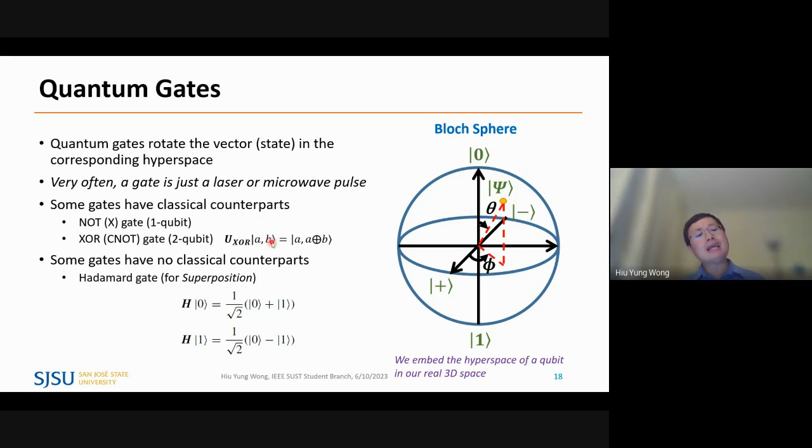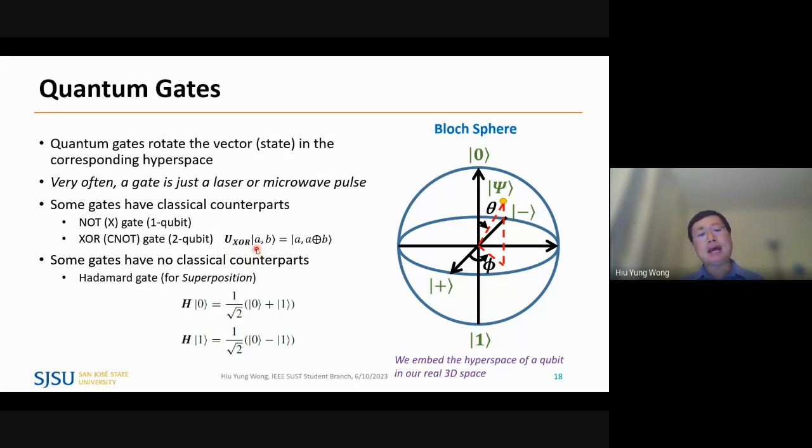So there are certain gates that have a classical counterpart. That is not surprising because I told you that for the basis states, they're exactly the same as the classical one, right? 0 and 1, we have that in classical. We have NOT gates, 1 qubit gates, flip 0 to 1, 1 to 0. We also have control NOTs, 2 qubit gates, which is very important. It helps us to create entanglement, right?